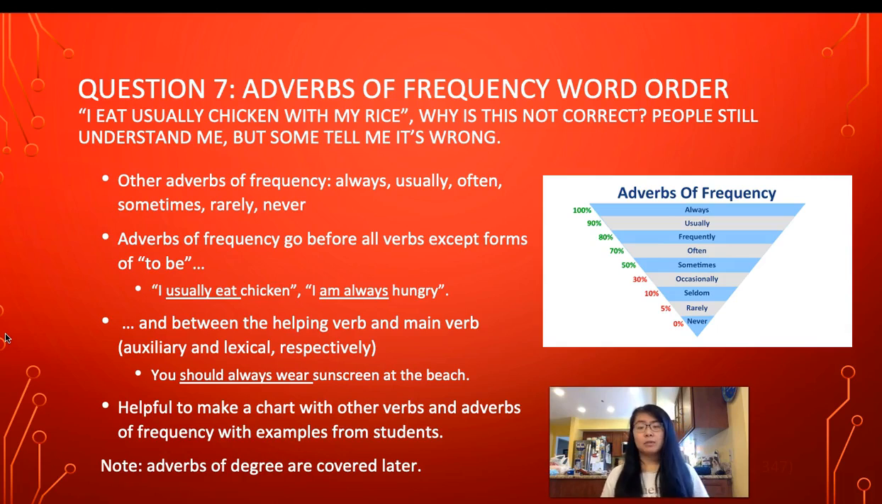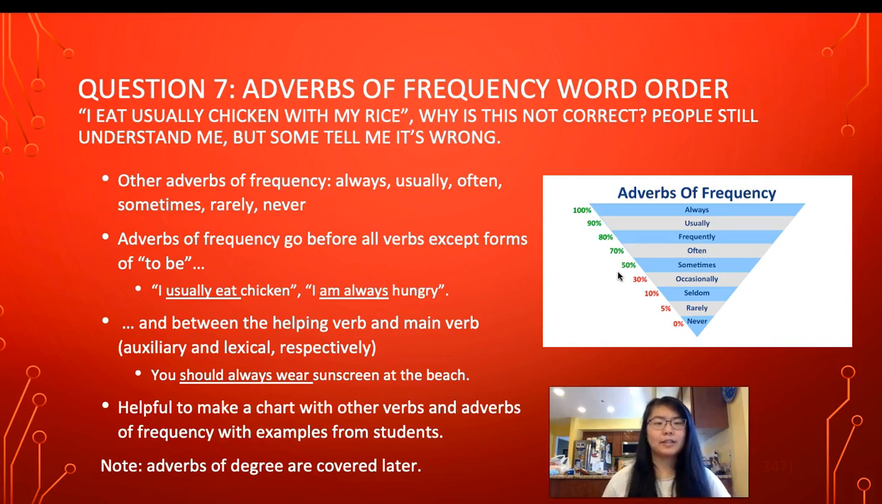So other adverbs of frequency, according to this nice little graphic picture, include always, usually, frequently, often, sometimes, occasionally, seldom, rarely, and never. These are not exact percentages that you see along the left-hand side of this inverted pyramid, but rather just kind of ballpark, right? So estimates.